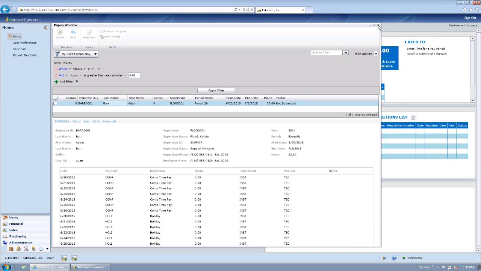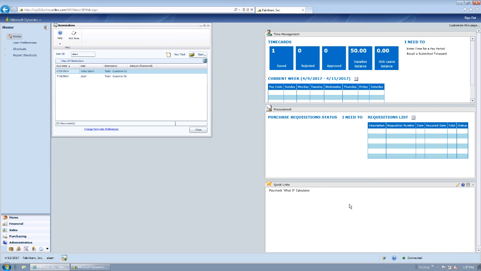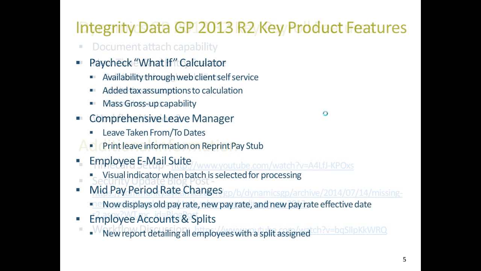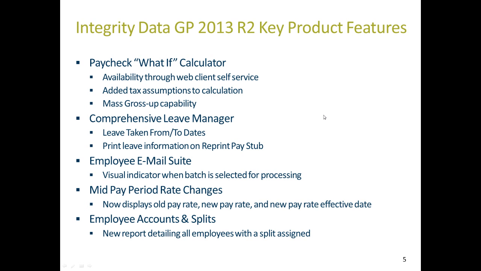Okay. Let me go back to the PowerPoint for just a second, and then we're going to come back to the self-service screen, because I want to talk a little bit about what this means going down the road. If we go back to the PowerPoint slides, okay, let's go to the next one. We start talking about some Integrity Data features that we're releasing in GP 2013 R2.